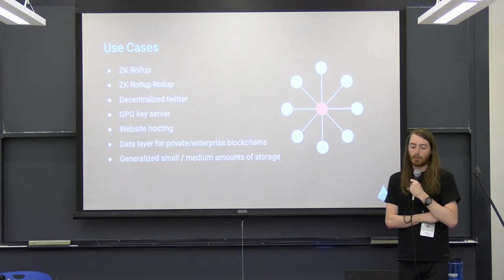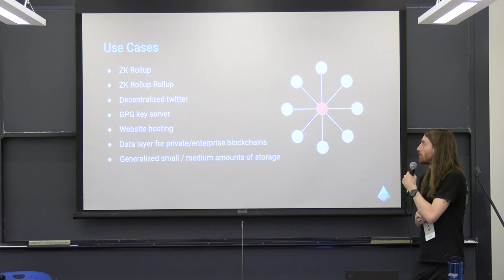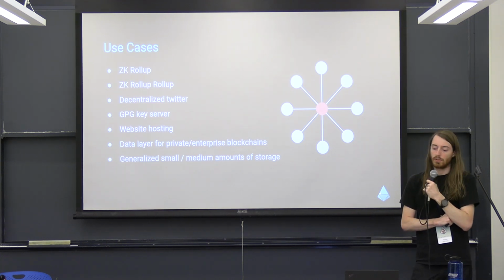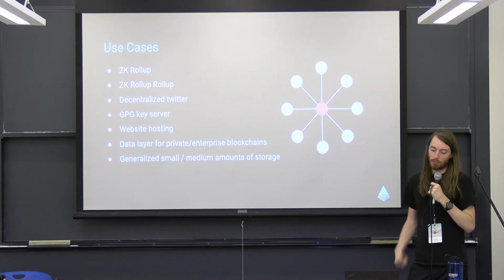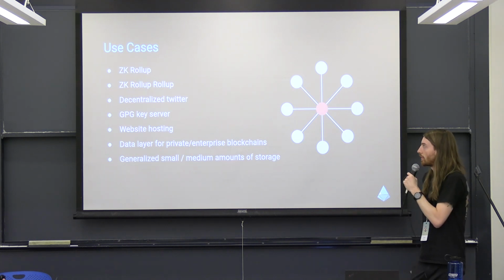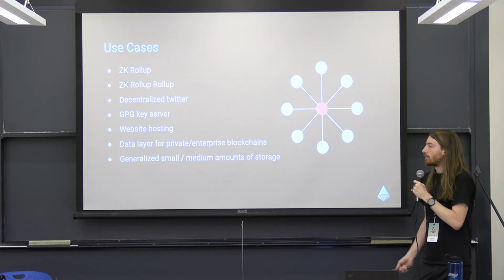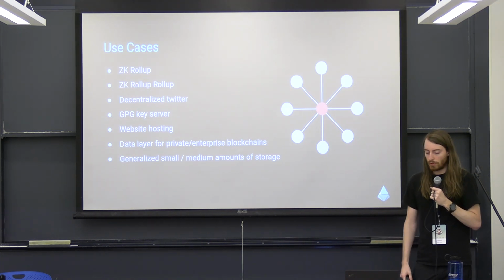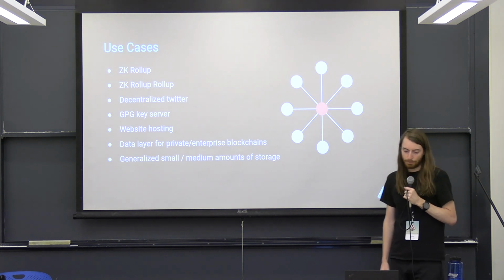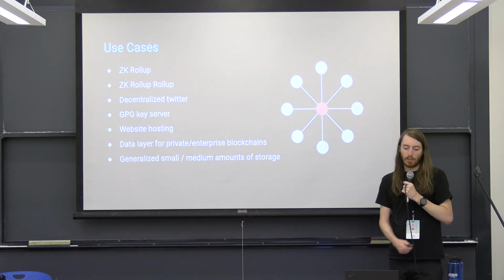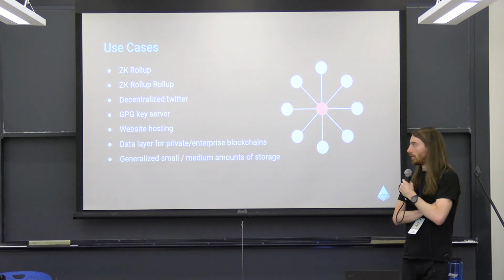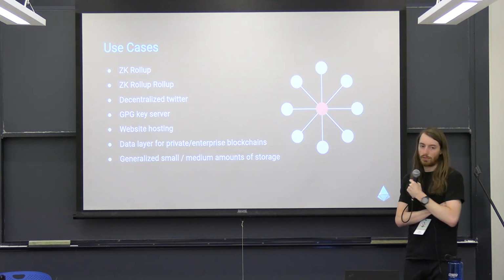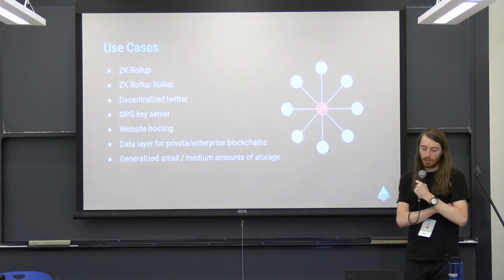Some things you can do are what's called a zero-knowledge rollup. So rolling up a set of transactions into one zero-knowledge proof. You can roll those rollups into a rollup. You can run like a decentralized Twitter, because Twitter is really write once and read many times. So this is perfect for phase one. Same thing with key servers for privacy keys.